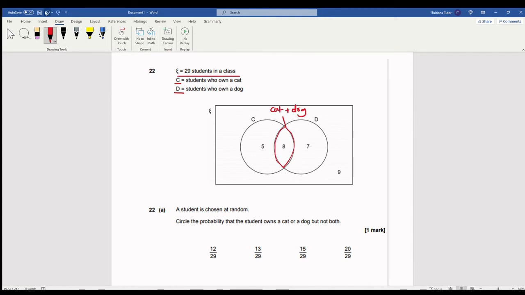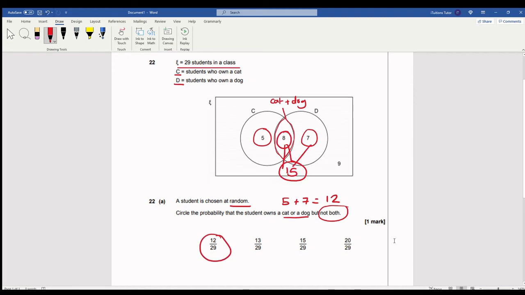Let's have a look at part A of the question. A student is chosen at random. Circle the probability that the student owns a cat or a dog, but not both. So you would add the 5 plus 7 for cats and dogs, which gives us 12. A student is chosen at random, so we need to see what's in the universal set, which is 29, so it's 12 over 29. And this question is worth 1 mark.